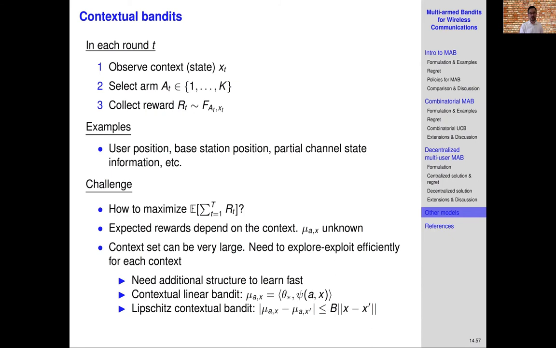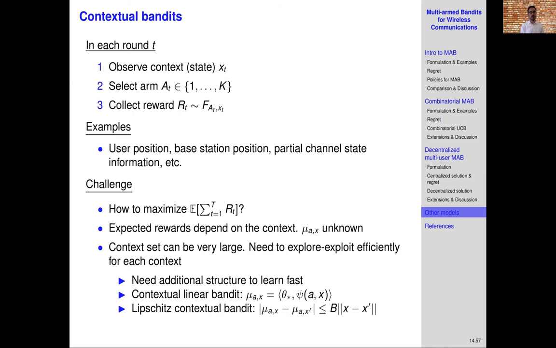Learning is hard, especially when the set of contexts is very large. Therefore, we need to find mechanisms that can efficiently explore and exploit for each context. So to learn fast, we usually need additional structure on the problem. There are two famous ways to impose additional structure.